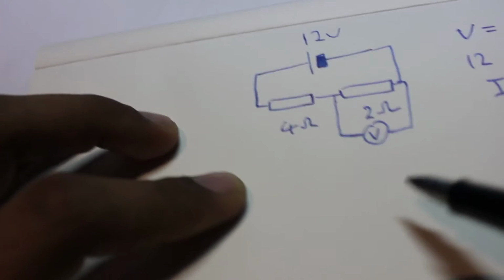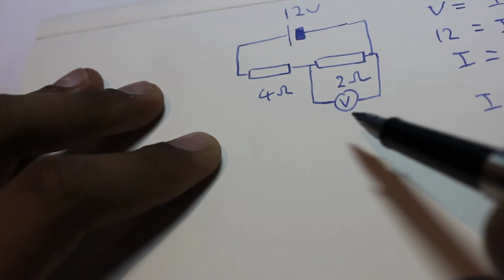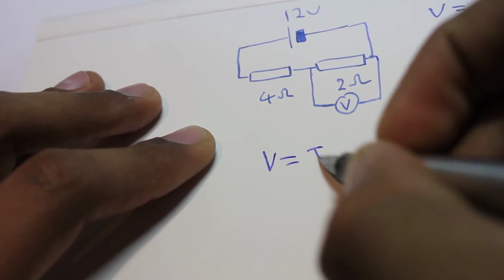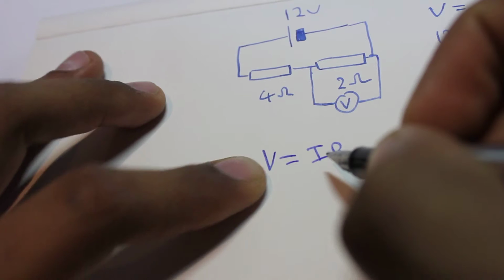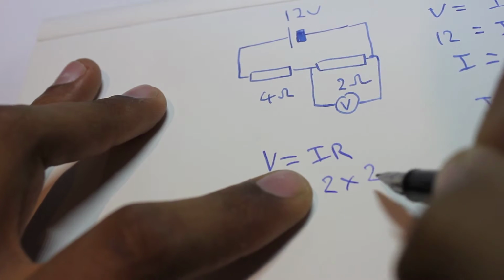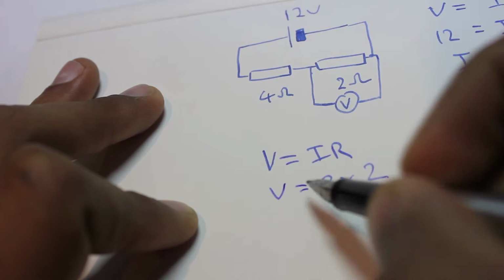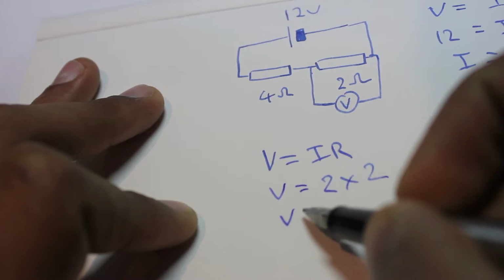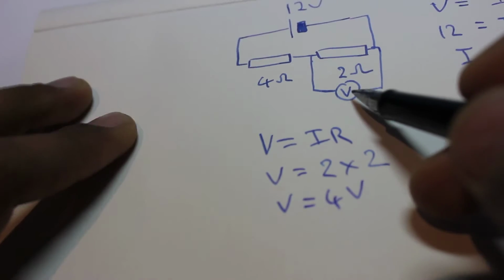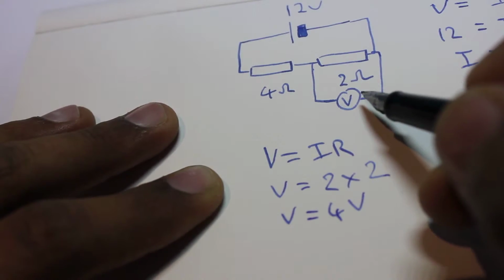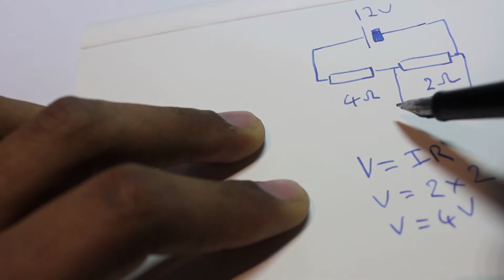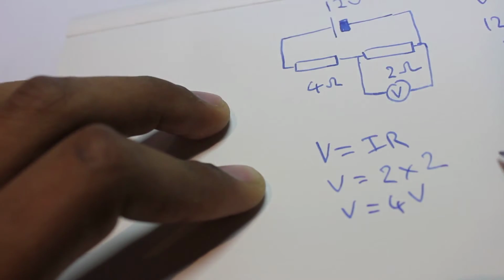So next stage is for me to try and find the voltage across this 2 ohm resistor. Again, V equals IR. We need to find the voltage. We have the current of 2 amps times the resistance of 2 ohms. We have voltage equals 2 times 2, which is 4 volts. So we have the voltage is 4 volts across this 2 ohm resistor.